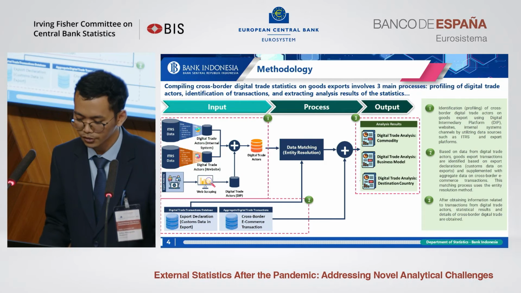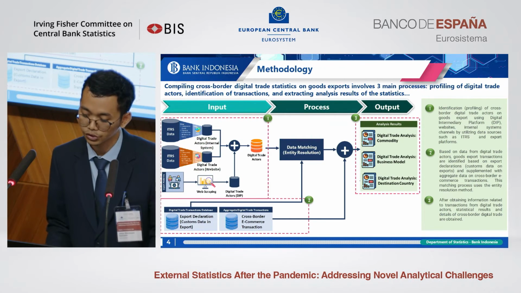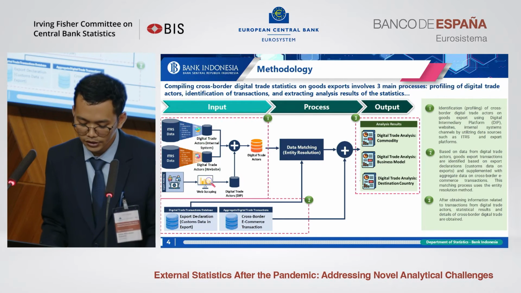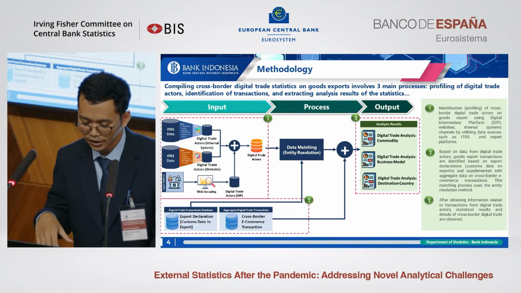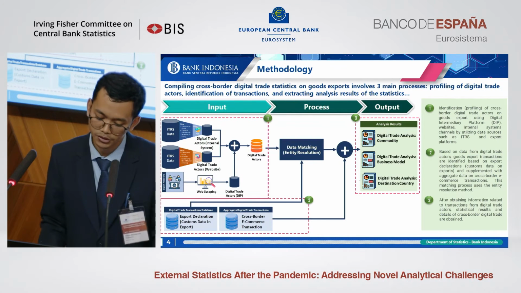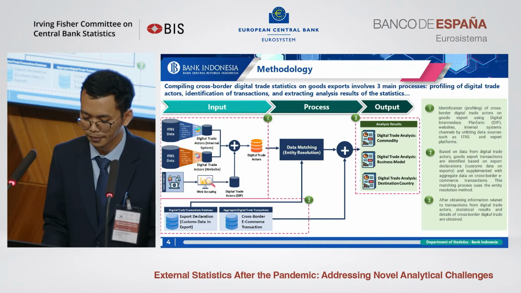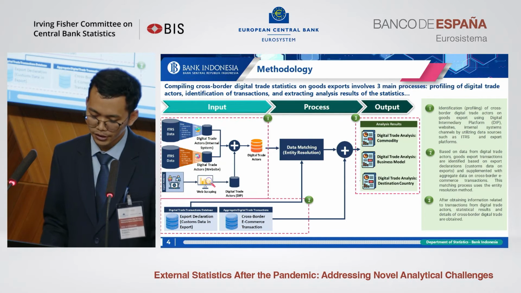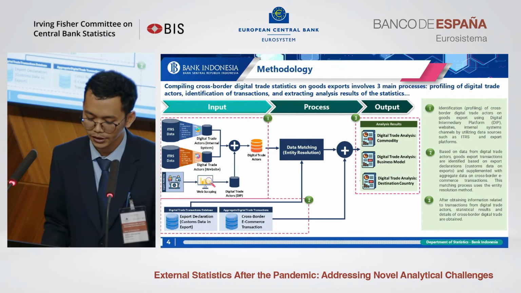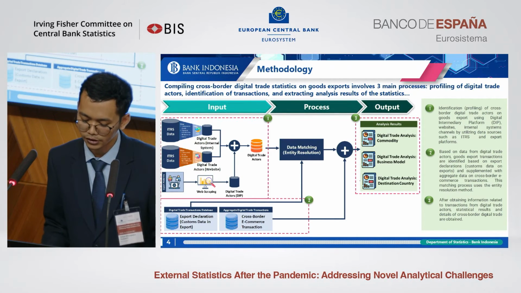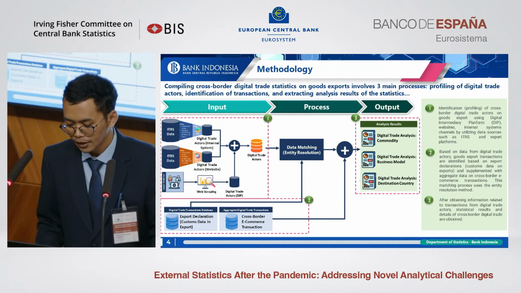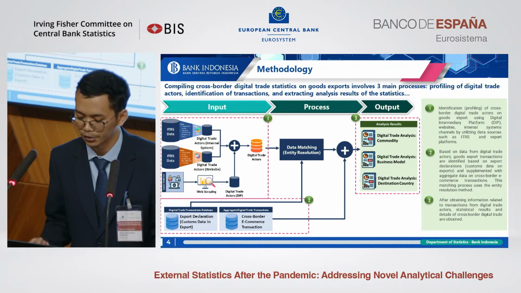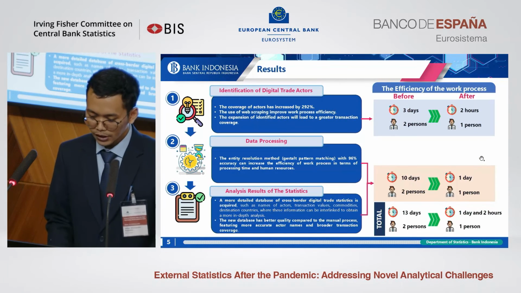Basically, in digital trade statistics we work with two databases. The first is a database that contains digital trade actors. The second is a database that contains only transaction values and the company names from the customs data or export declarations. We need to match them so we can get the value of the transaction. Especially for goods export in compiling cross-border digital trade, we also use secondary data like aggregate digital trade transactions from cross-border e-commerce in Indonesia. Finally, in the last stage of this methodology, we extract the analysis results of the statistics by commodity, business model, and destination country.